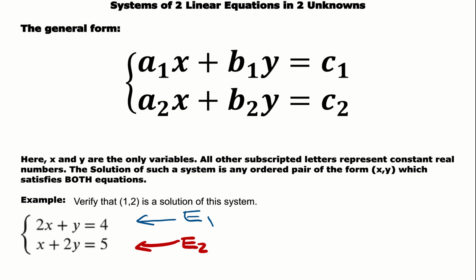Hi, today we're going to be looking at systems of two linear equations in two unknowns, and the term linear indicating there's no power higher than 1 as far as the variables are concerned. And notice that in this typical system of two linear equations in two unknowns, the only variables are x and y. All the other letters that are subscripted are going to be constants. And for example, when we talk about a solution of such a system, that would be an ordered pair of the form (x, y), which would satisfy both of these equations.